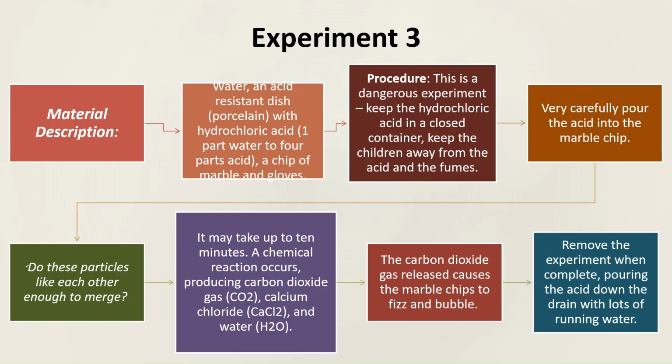Experiment 3. Material description. Water, an acid-resistant dish that can be made with porcelain, hydrochloric acid, that is, we want 1 part water to 4 parts acid, a chip of marble, and gloves. Procedure: this is a dangerous experiment, so keep the hydrochloric acid in a closed container. Keep the children away from the acid and the fumes.